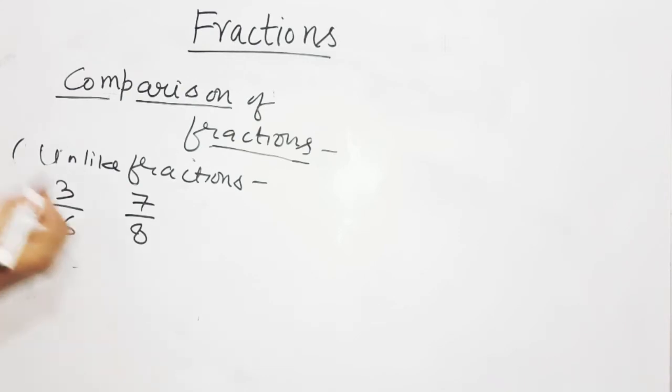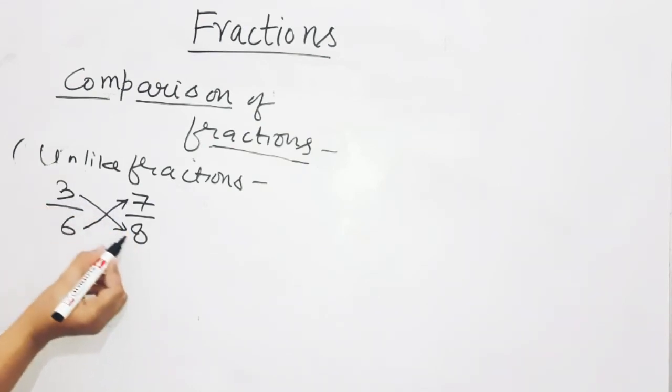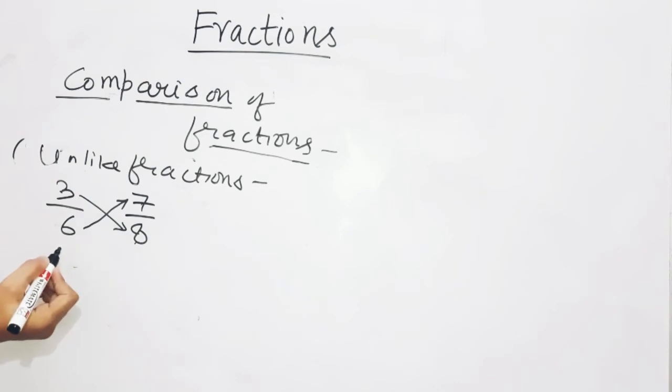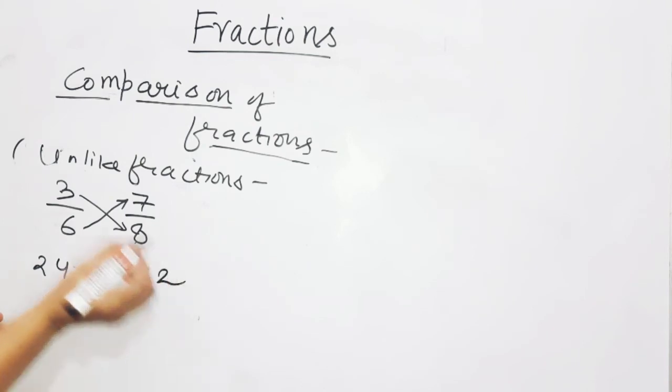आप क्या करेंगे? क्रॉस मल्टीप्लाई कर देंगे. क्रॉस मल्टीप्लाई मीन्स 3 multiplied by 8 and 7 multiplied by 6. The first step will be cross multiply the numerator and the denominator of the two fractions. Okay. So once you cross multiply, it will be 24 and it will be 42.